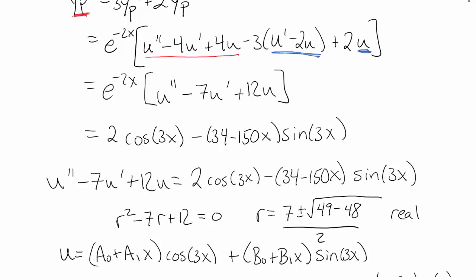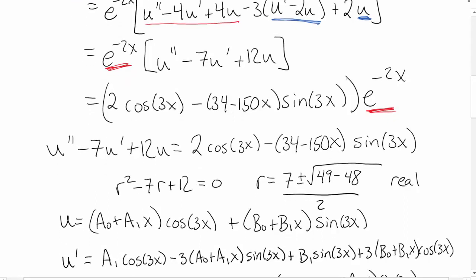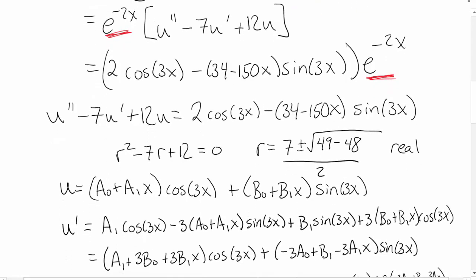Now I forgot about that, I'm missing something right here. This was all times e to the negative 2x, right? And it's going to go away because both sides have an e to the negative 2x attached to it, so divide both sides by e to the negative 2x, which is never 0, and those go away. So you end up with u double prime minus 7u prime plus 12u is equal to 2 cosine of 3x minus the quantity 34 minus 150x times the sine of 3x.